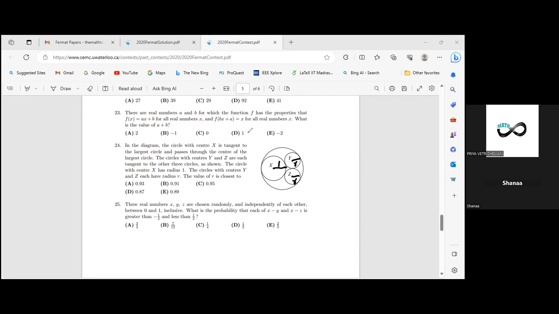What do you mean by tangent? It means they only share one point in common. Like x is tangent only here, where it is touching. And then x is tangent here, and here, and here, each at a single point.